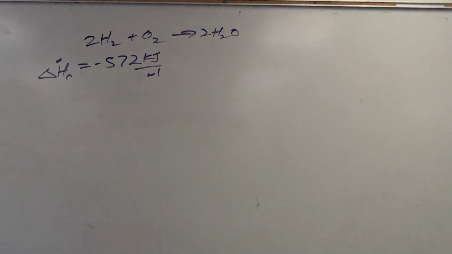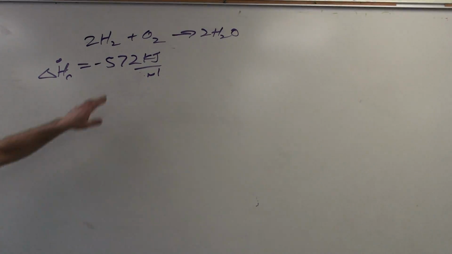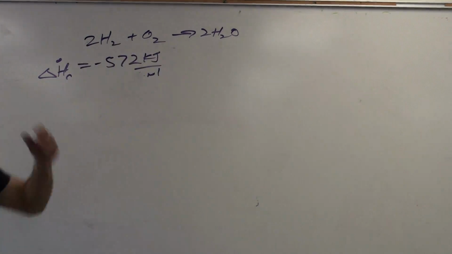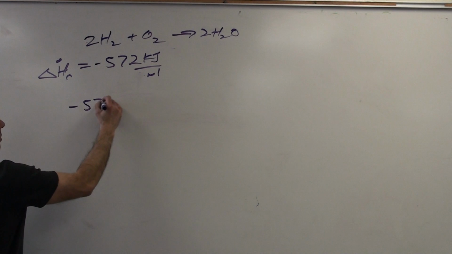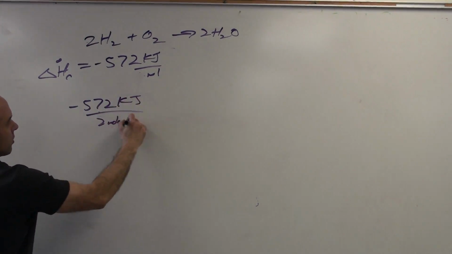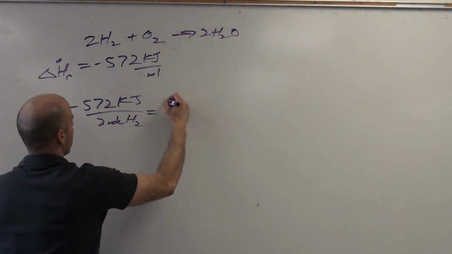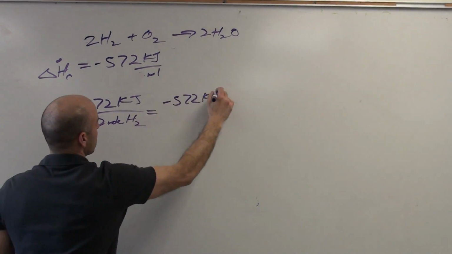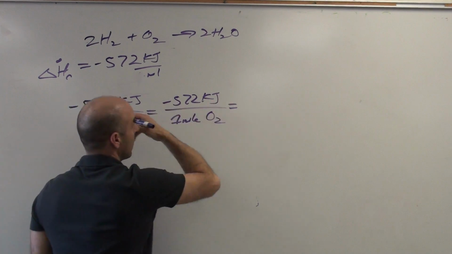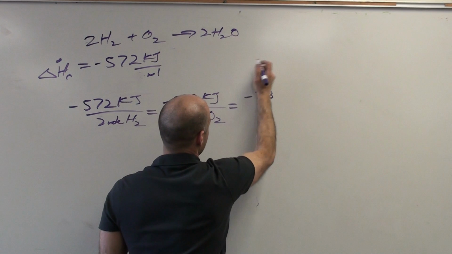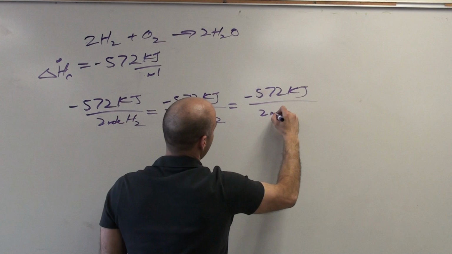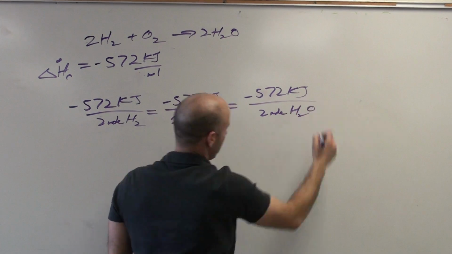Okay, per mole of what? So this number belongs to all 3 of these things. The delta H of this reaction is negative 572 kilojoules for every 2 moles of hydrogen. And it's negative 572 kilojoules per 1 mole of oxygen. And it's negative 572 kilojoules for every 2 moles of water vapor.